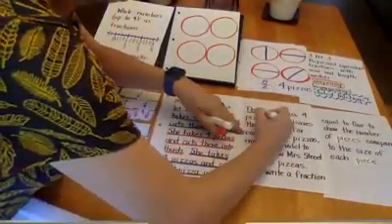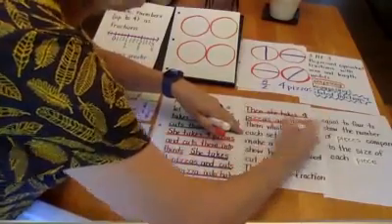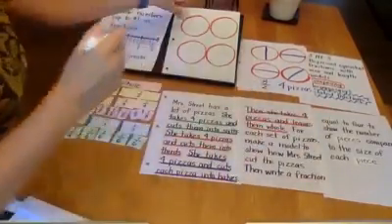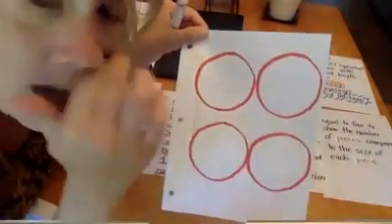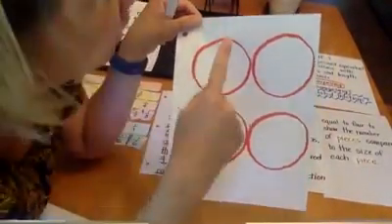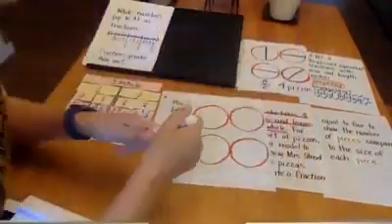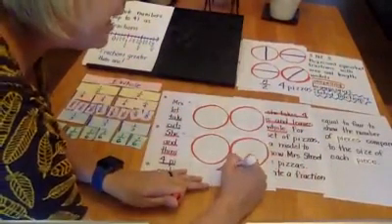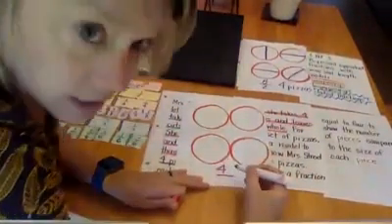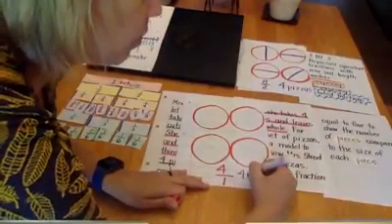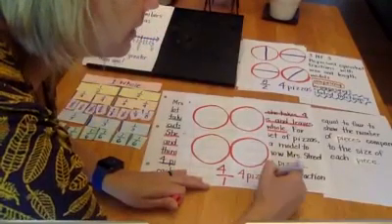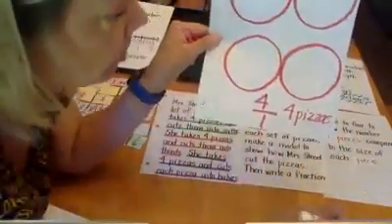Then she takes 4 pizzas and leaves them whole. So that means I don't have to partition anything. I leave them whole. So how many whole pizzas do I have? 1, 2, 3, 4 whole pizzas. And each part is 1 whole, right? So I have 4 one-whole pizzas, and that's how we write that as a fraction.